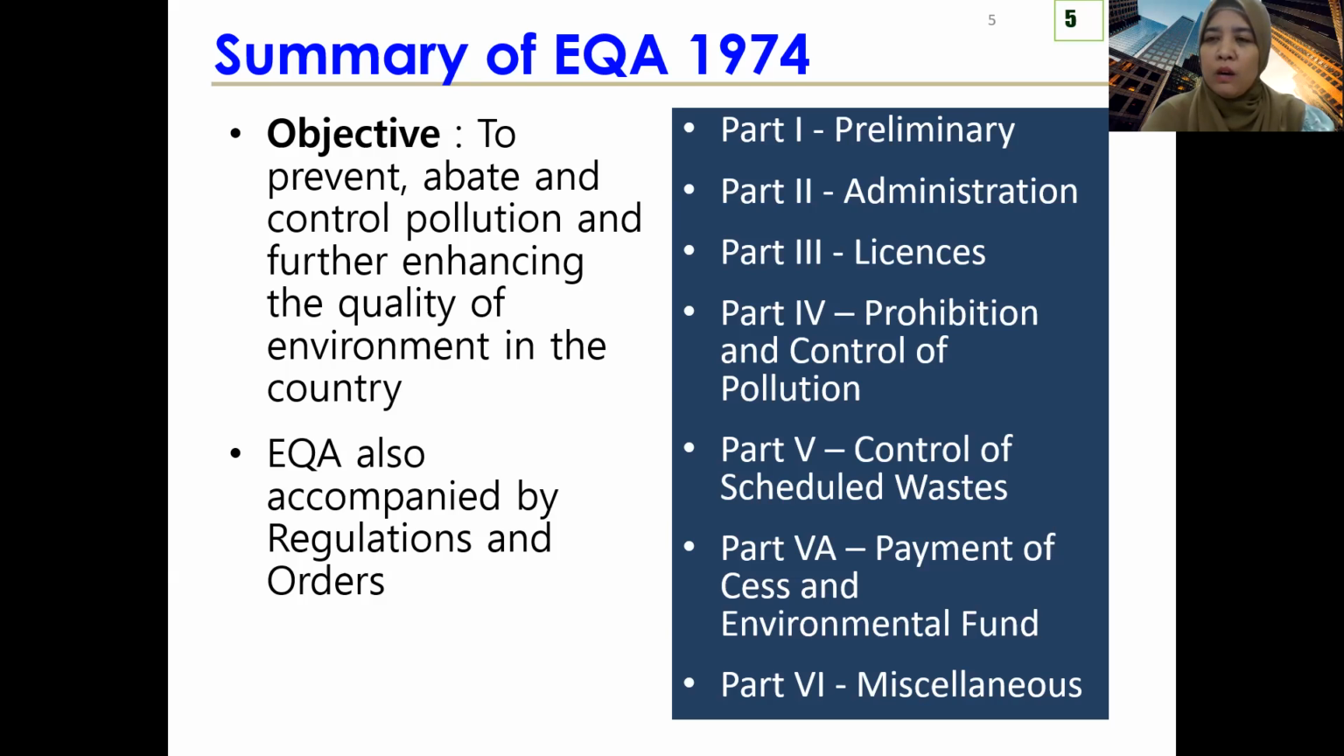First part preliminary, normally all the definitions are contained in part 1, okay, preliminary. Part 2, administration of the act, which tells you it's the DOE that's in charge, what are the powers of the officers of DOE and so on. Okay. Part 3 is on licenses, okay, licenses of the prescribed premises. Okay. Part 4, prohibition and control of pollution, again, licensing of the polluting activities. Part 5, control of scheduled waste. Okay. Part 5A, payment of cess and environmental fund, and also Part 6, miscellaneous.